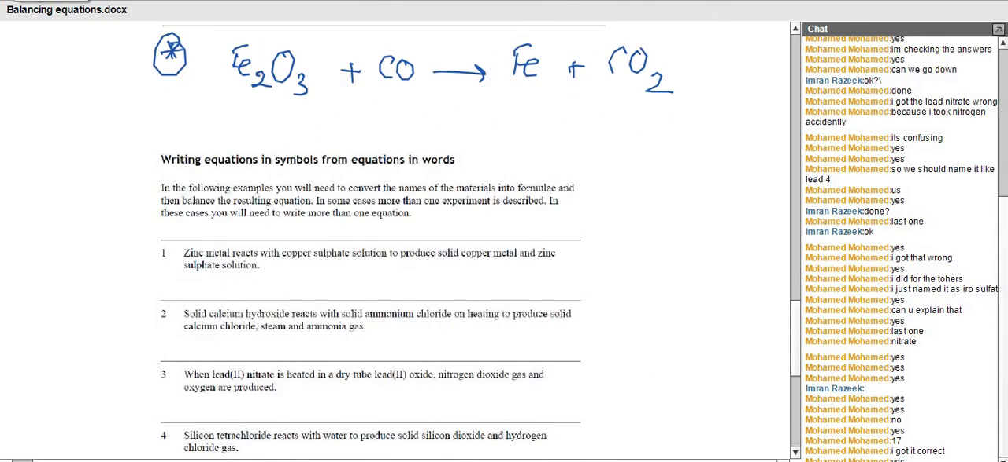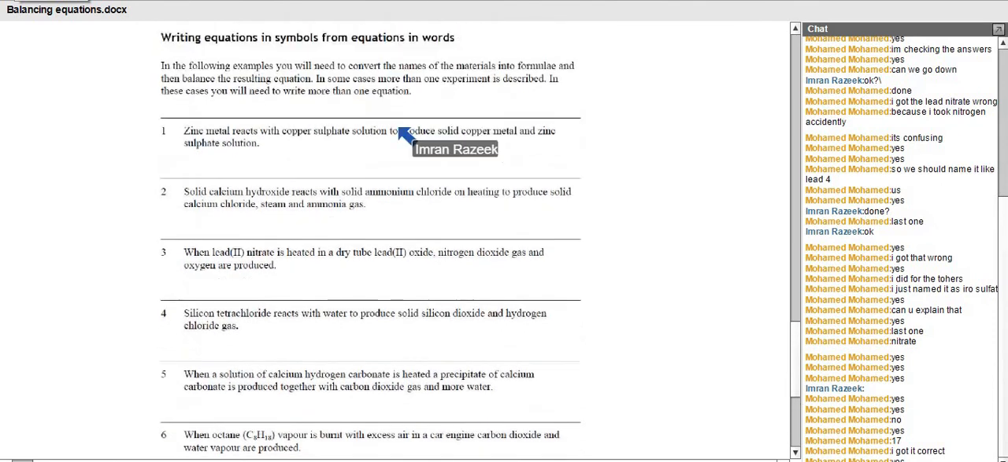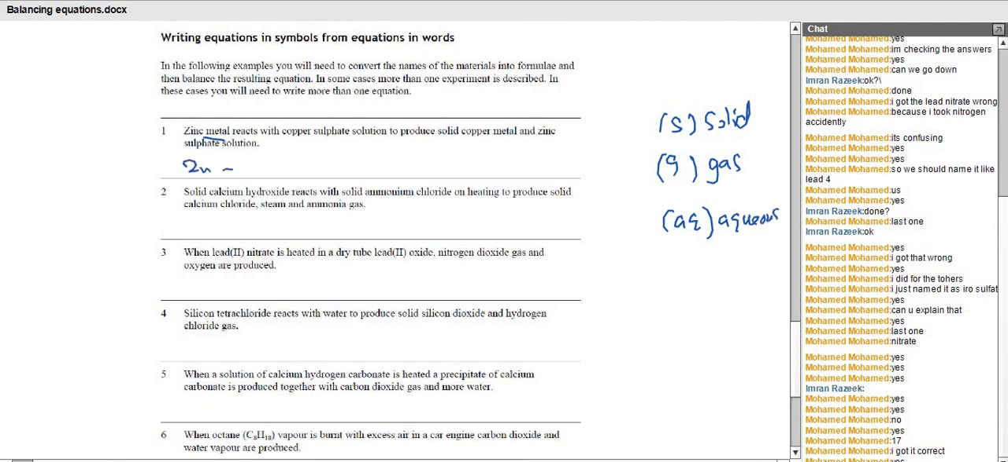Writing equations in symbols, that's also something you can try. You write the symbol, and then you have to write the state symbols as well. S is for solid. Gas is G, solution is AQ, aqueous. For example, zinc metal reacting with copper sulfate, copper 2 sulfate, gives copper metal and zinc sulfate. It says solution, so solution is aqueous, copper metal solid, copper sulfate solution aqueous, zinc solid. So you have to construct the equation and then balance it.